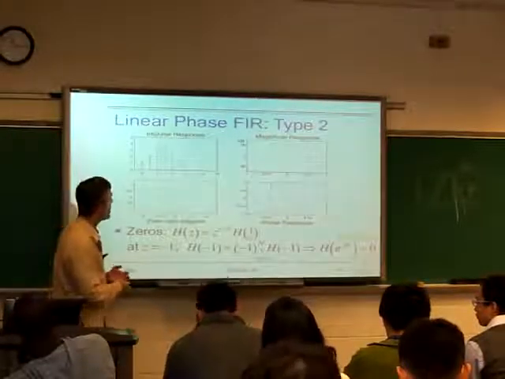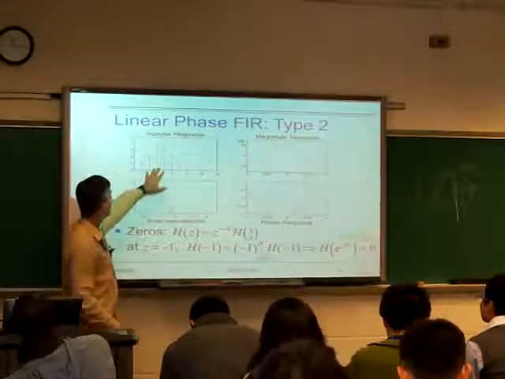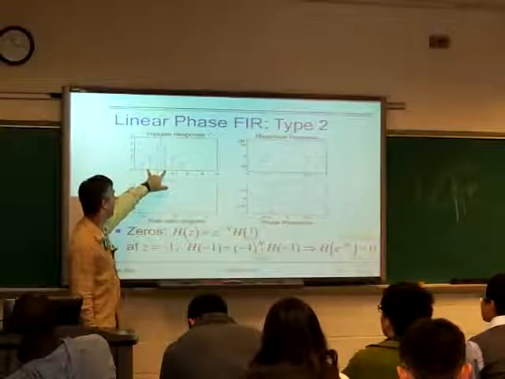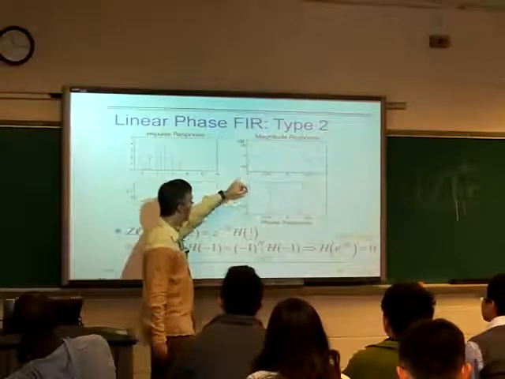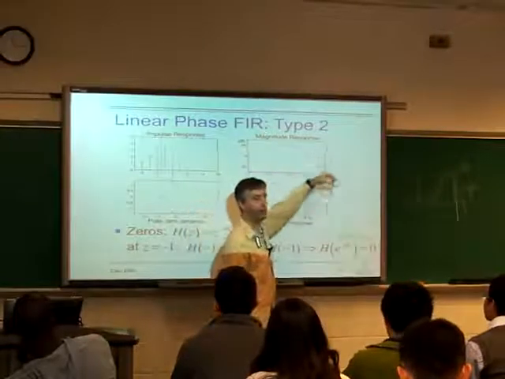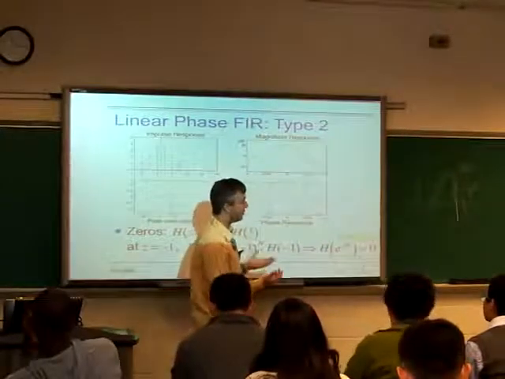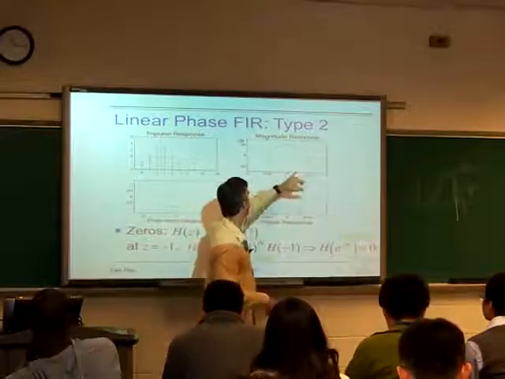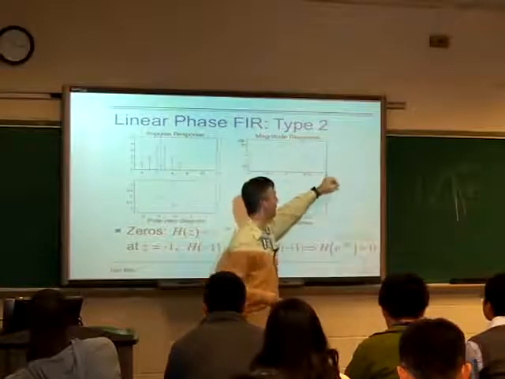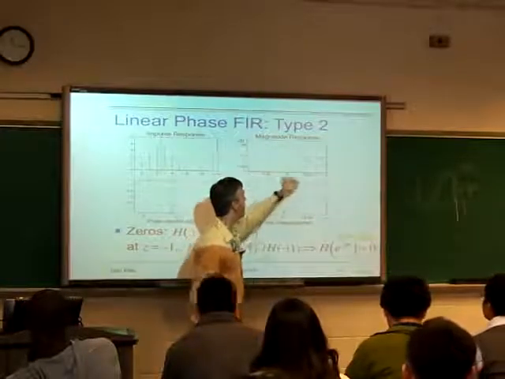So now let's look at this in terms of its frequency response and its pole zero diagram. So here's our typical even length symmetric FIR filter, type 2 filter. The magnitude response is some shape that we can build out of these odd harmonic cosines, but it will always have a gain of negative infinity dB at omega equals pi.